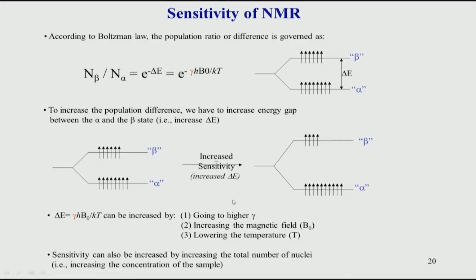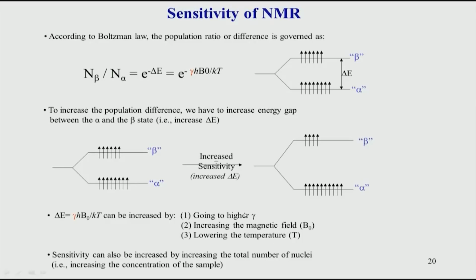So, this is what is shown here: if I want to increase the difference in population, that means I want to increase the sensitivity, I have to basically rely on three parameters. Either I go to a higher gamma value, or I can increase the magnetic field, or I can lower the temperature. Okay. So, based on these different parameters, the population ratios will keep changing, and essentially what NMR spectroscopists strive for is to go by the best possible, optimal parameters.